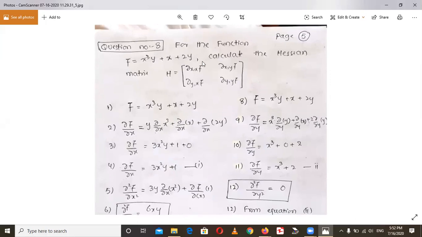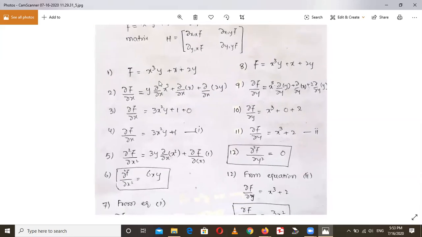Here, look at this. We have to differentiate two times with respect to x. Here we have to differentiate the function first with respect to x and then again with respect to y. Here we have to differentiate the function first with respect to y, then with respect to x. Here we have to differentiate the function two times, first with respect to y and then again with respect to y.